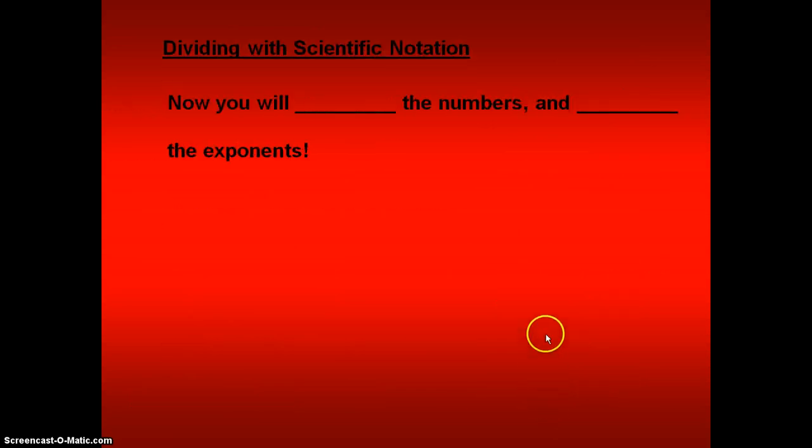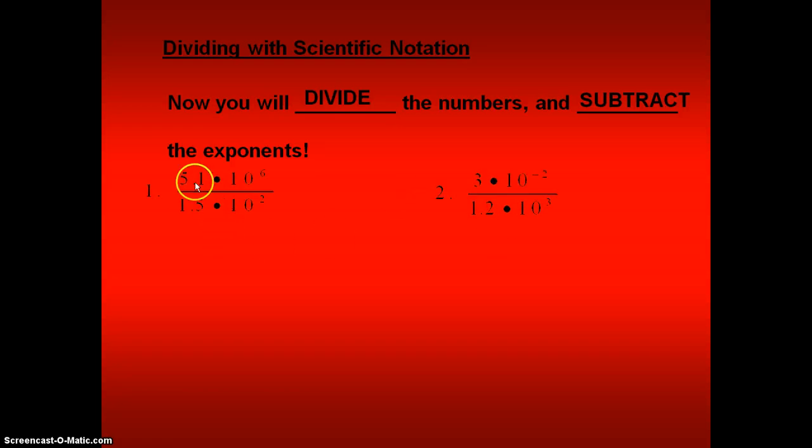Okay, so if you divide with scientific notation, now you're going to divide the numbers and you're going to subtract the exponents. So let's see what happens here for number 1. If we divide these numbers on our calculator, we're going to get 3.4. If we subtract 6 minus 2, we're going to get 4. And this is in scientific notation form.